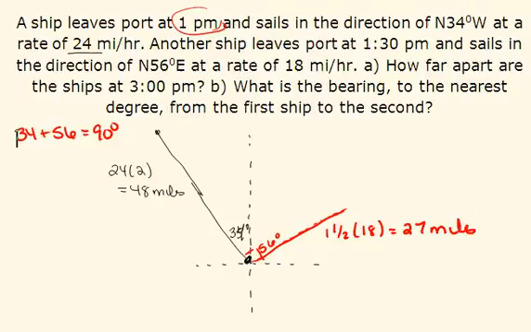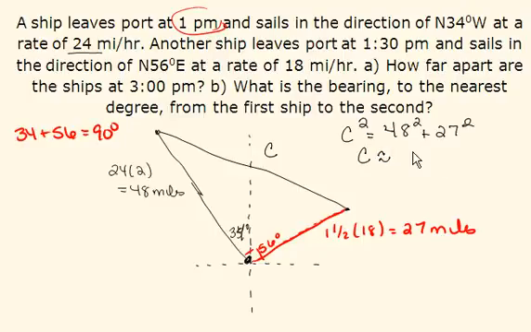miles. We are now asked to find the distance between the two ships, recognizing that this is the hypotenuse of a right triangle. Therefore, we have c squared is equal to 48 squared plus 27 squared, or c is approximately 55 miles. We are now asked for the second piece of the puzzle, in which we were asked to find the bearing from the first ship to the second ship.